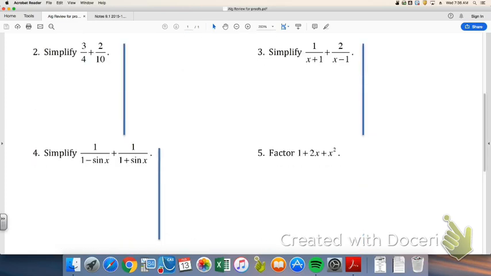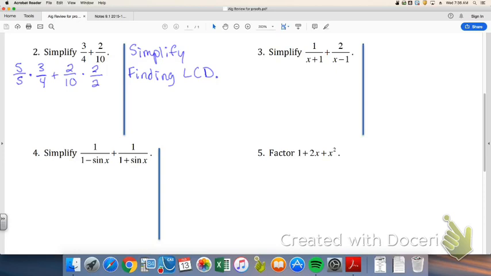Okay. What's first? Find the least common denominator. So we want to simplify. And we're going to simplify by finding the least common denominator. What is my least common denominator going to be? 20. So what do I need to do to my first fraction? All right, multiply top and bottom by 5. So I have 5/5 times 3/4 plus 2/10 times, what am I going to multiply my second fraction by? 2/2.